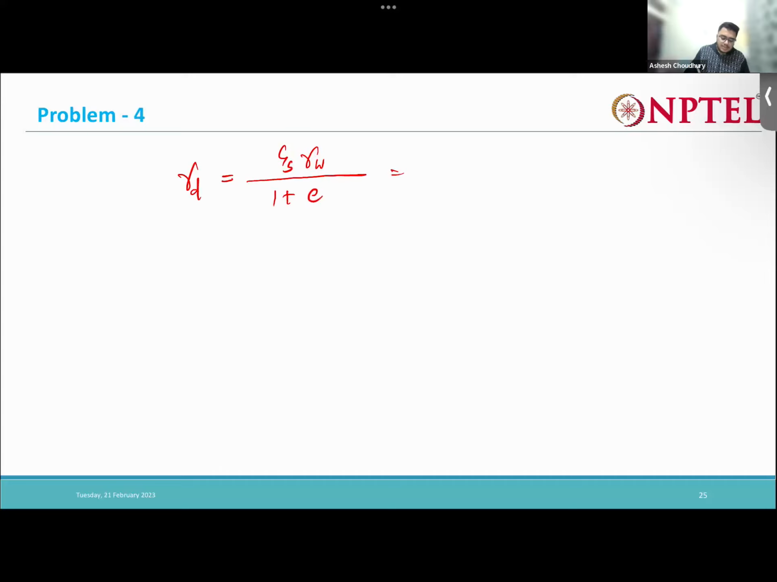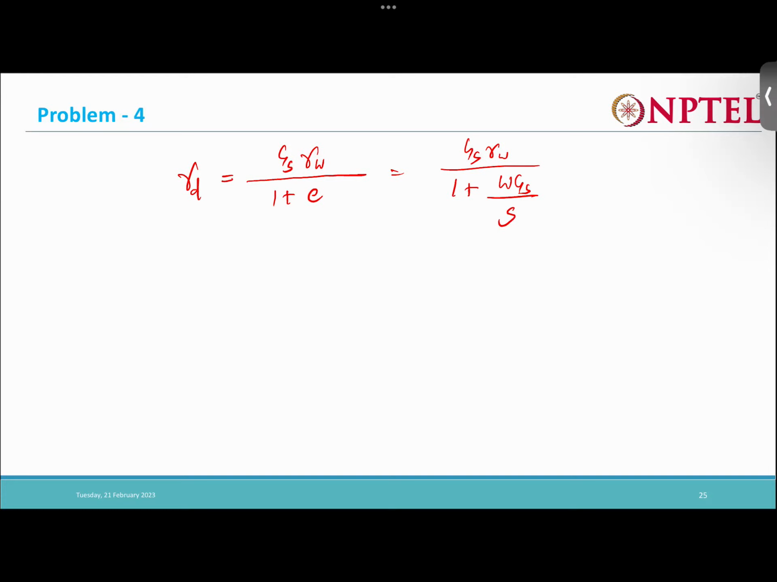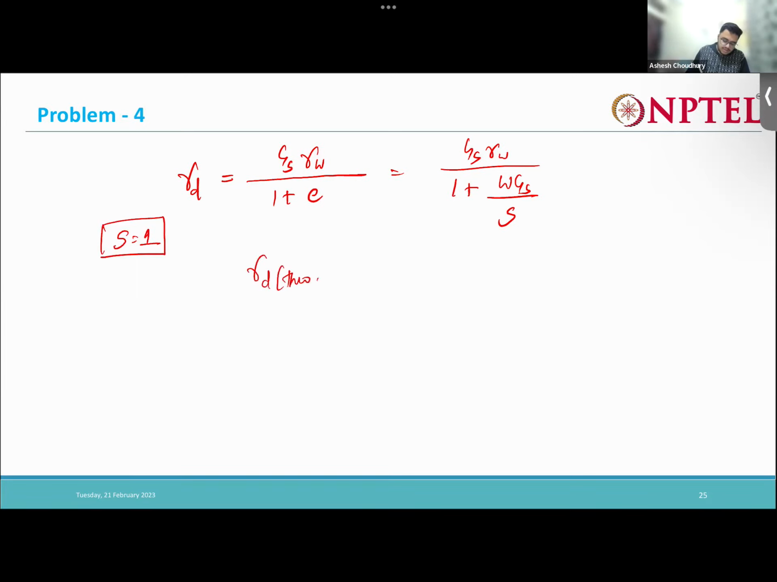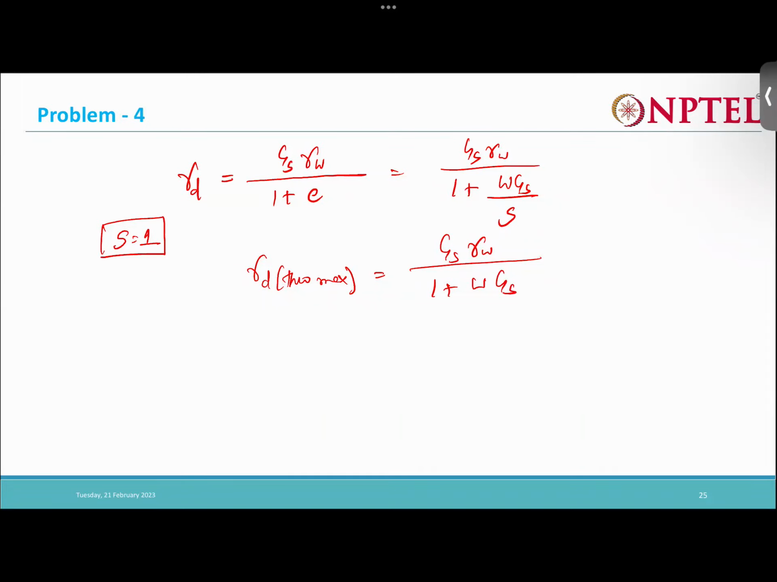So this e we can replace by w Gs by S, right? So when will we get the theoretical maximum? We already discussed this 100 times, that the theoretical maximum is obtained when S equals 1. So theoretically the maximum will be nothing but Gs gamma w by 1 plus w Gs. Please put all the values and tell me what is the answer.